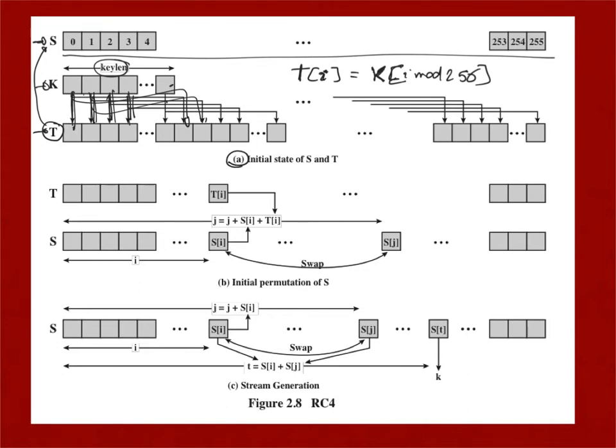Then this is the initial state of S and T. So S is fixed and T is based on the key only. Once we do this, the key gets out of the picture, and then we do what we call the initial permutation step. This permutation step is a fixed size step, which means that we do this permutation 256 times only.